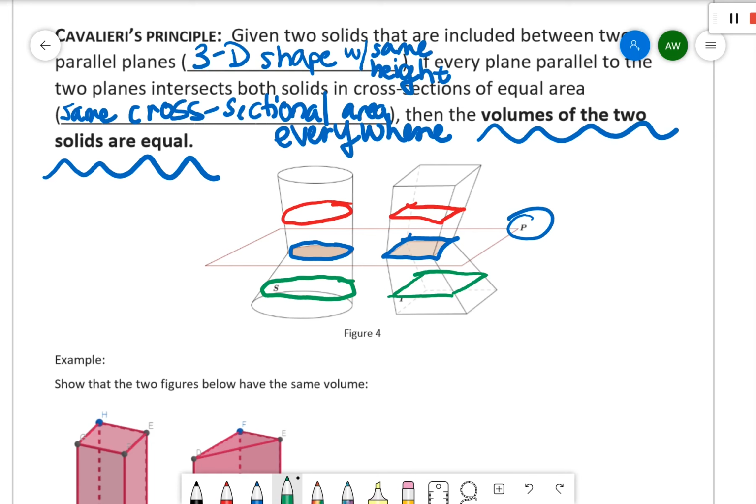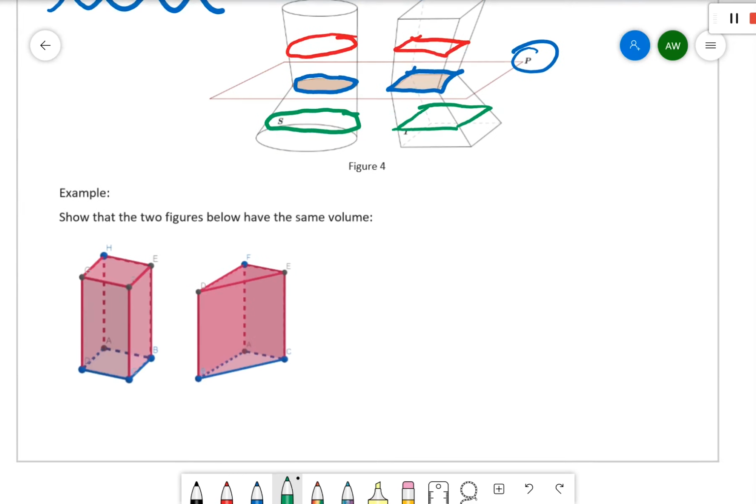The last thing we're going to do before you move on to your practice problems is think about an example where we can say these two figures are the same because I know their cross-sectional areas. I haven't labeled these two figures with their side lengths, so I'm going to do that now. I'm going to let you know what the dimensions are. So our first rectangular prism is 2 by 2 and has a height of 4. And this triangular prism has a height here of 4, a width of 2, and a height of 4.